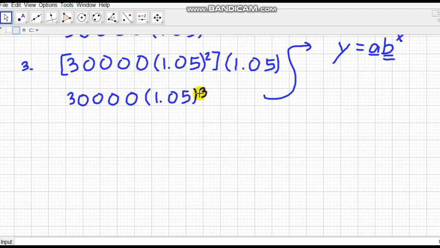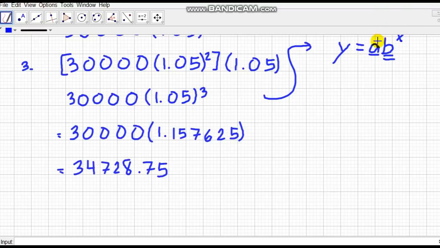So let's solve 30,000 times 1.05 cubed. Her money is now 34,728.75. So that will be her money after 3 years. So the interest contributed to the growth of her money. So that's how we model exponential functions in real life situations.